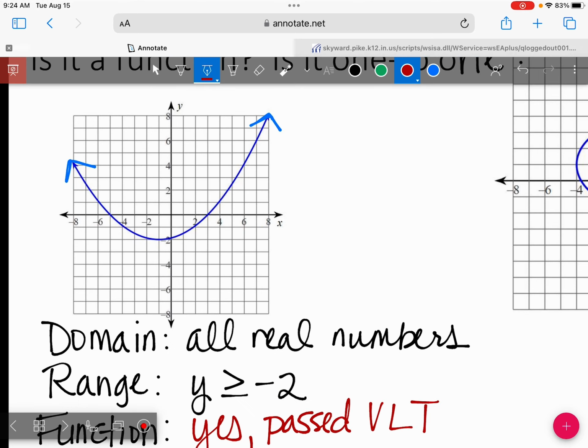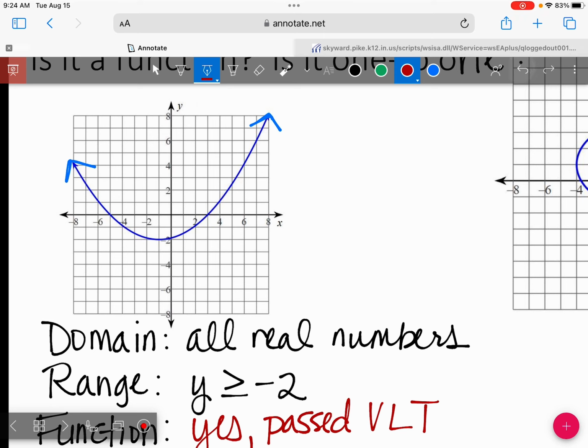So if you draw a vertical line, if it crosses the graph in only one spot, it is a function. If it crosses it more than once, it's not a function. But how would it cross more than one time? So we actually have that in the number 2, in the second one.